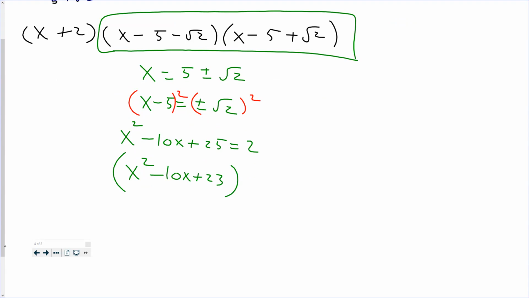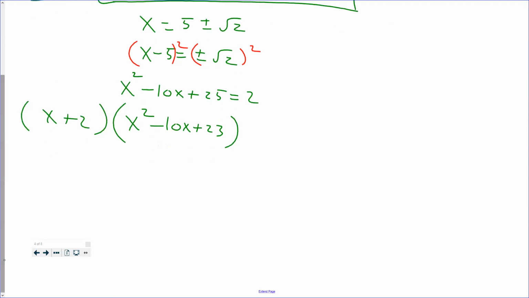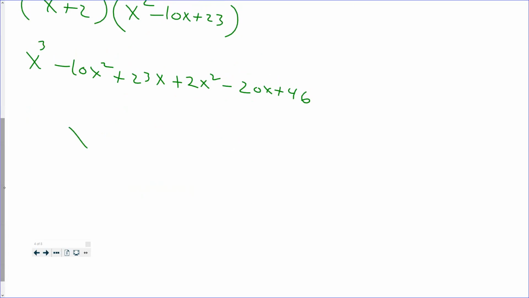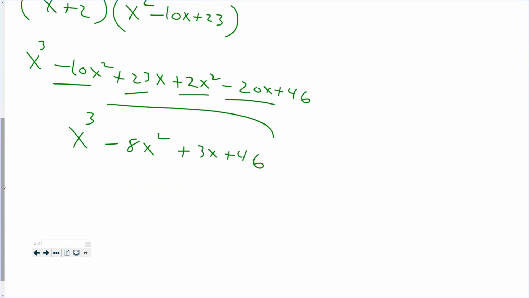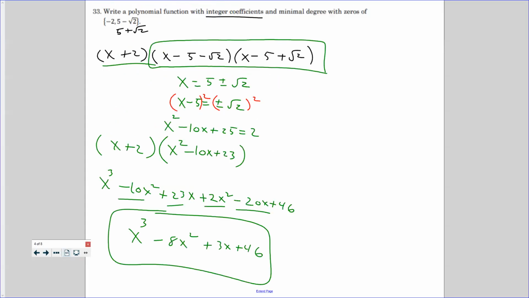Make sense? All right. And I still have this x plus 2 to do. So from here, just multiply them out, distribute the x in, you get x cubed minus 10x squared plus 23x. Distribute the 2, 2x squared minus 20x plus 46. Add like terms, x cubed, negative 10x squared and 2x squared is negative 8x squared. 23 minus 20 is a positive 3x plus 46. And that's going to be your answer for 33.